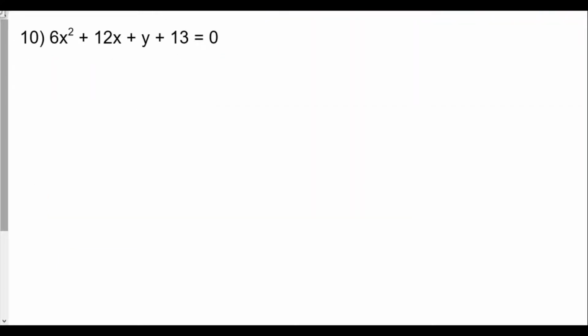For number 10, we're going to get y by itself. And from there, we'll find the vertex like we normally do. So here we go. Now, I want a positive y, so I'm going to subtract 6x squared, subtract 12x, and subtract 13 from both sides.